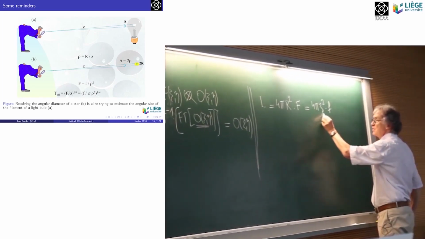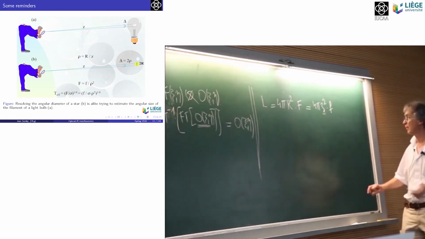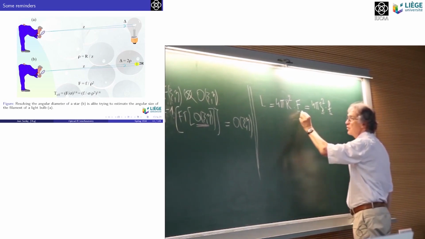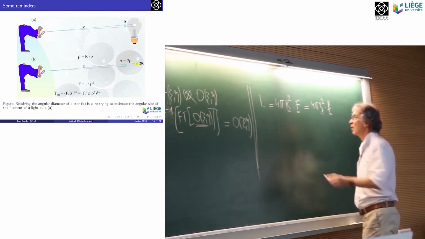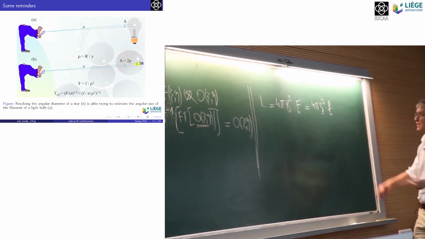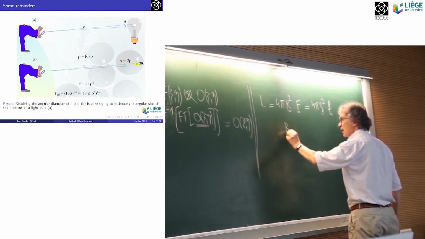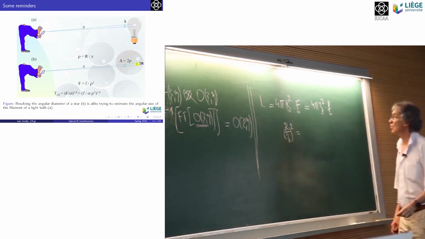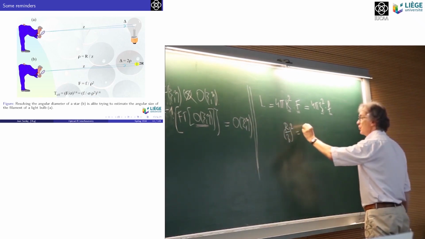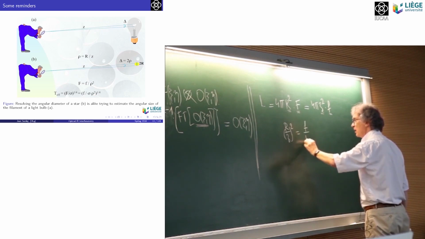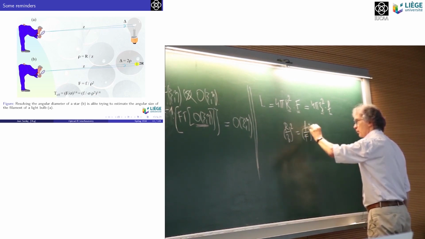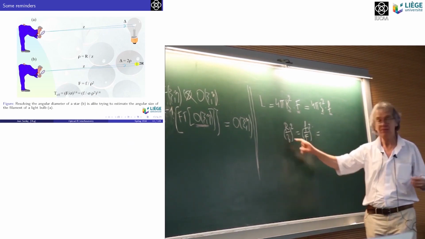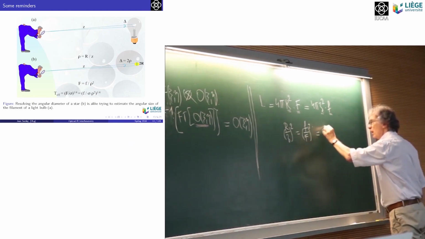So z is the distance between the observer and the star. F is the apparent flux. This is the flux at the surface of the star, and this is the radius of the star. So from this relation, you see that if I divide, r over z squared is equal to small f divided by big F. But r over z is the angular radius. So this is equal to rho squared.